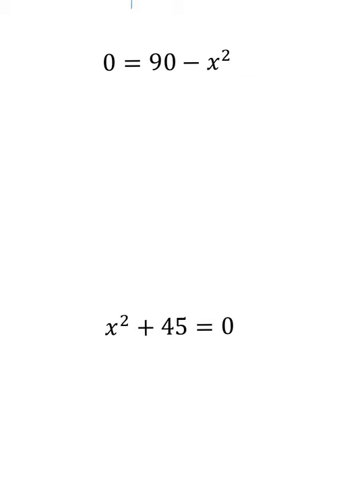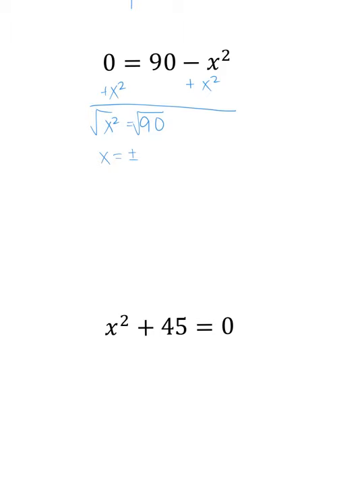On this example, I would start by adding x squared to both sides. I want to get my x squared term alone. Notice that at this point, 90 is not a perfect square. If I take the square root of both sides, I would get x equals plus or minus a decimal. It is also possible to write this in a different way.